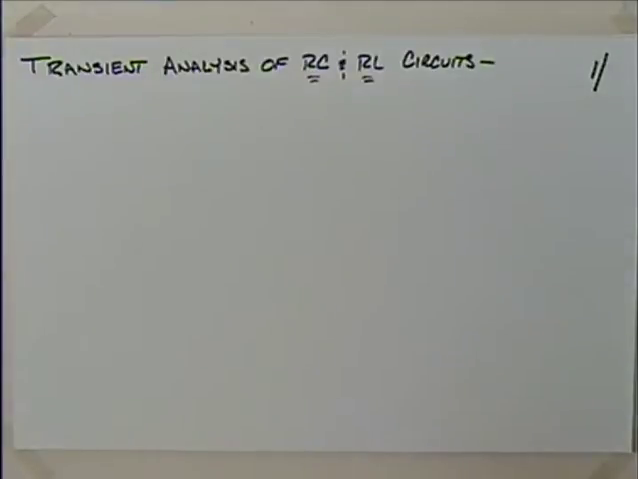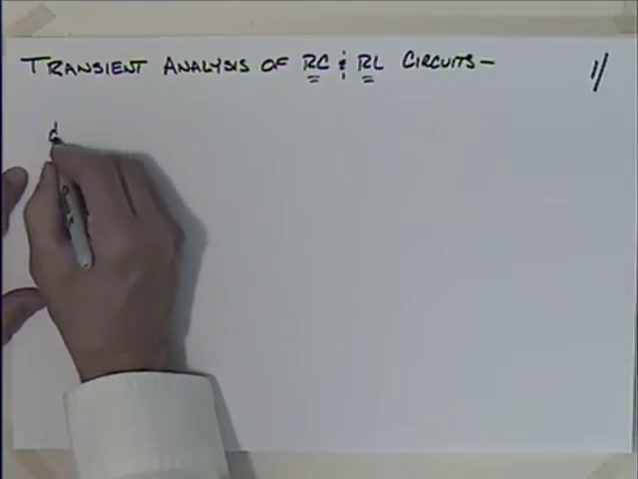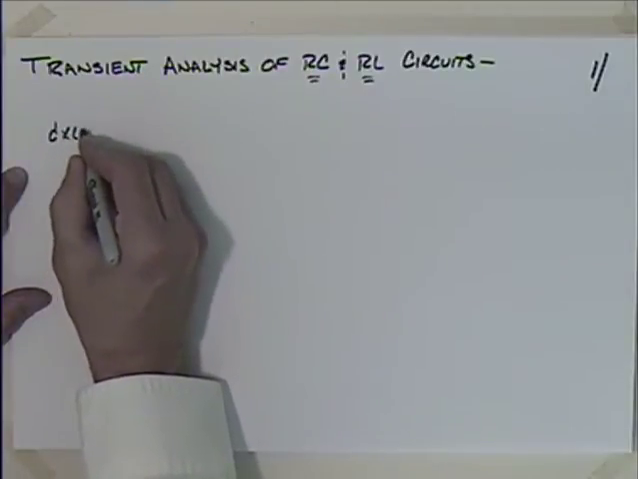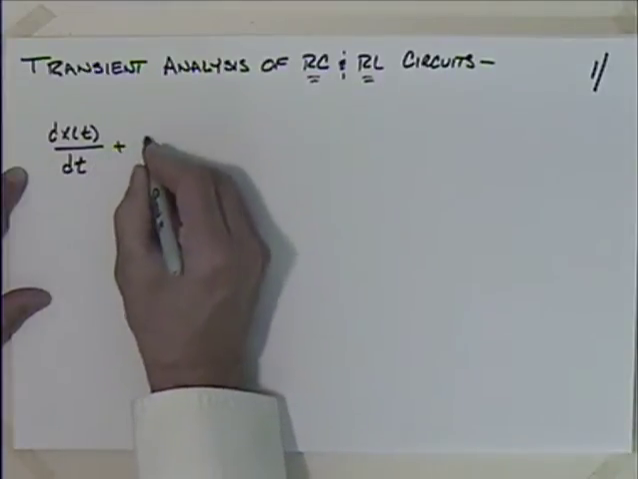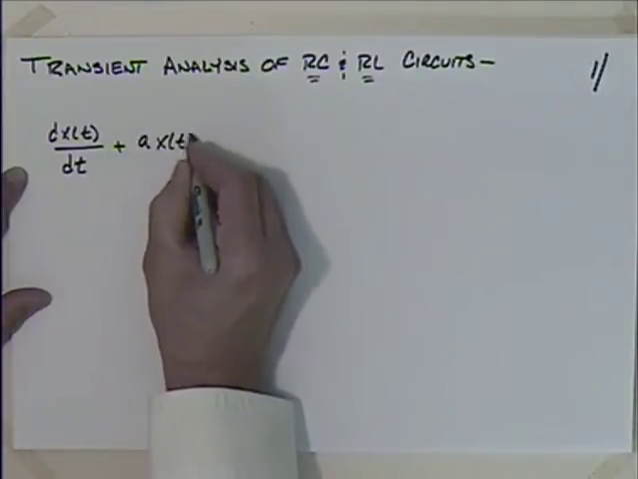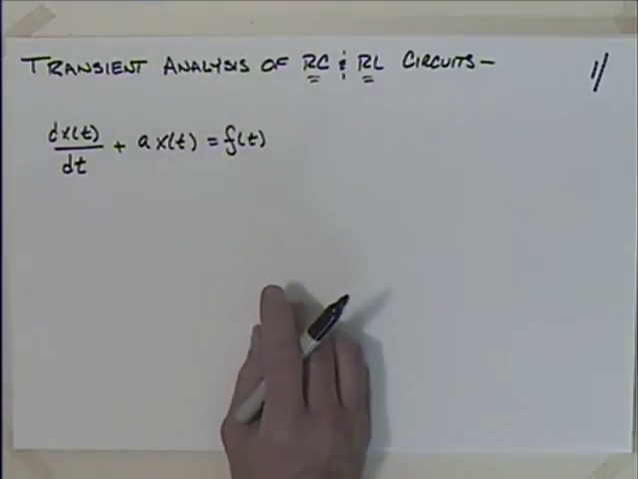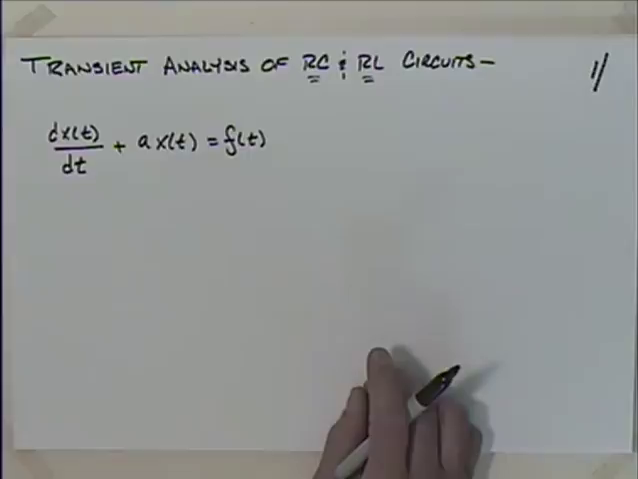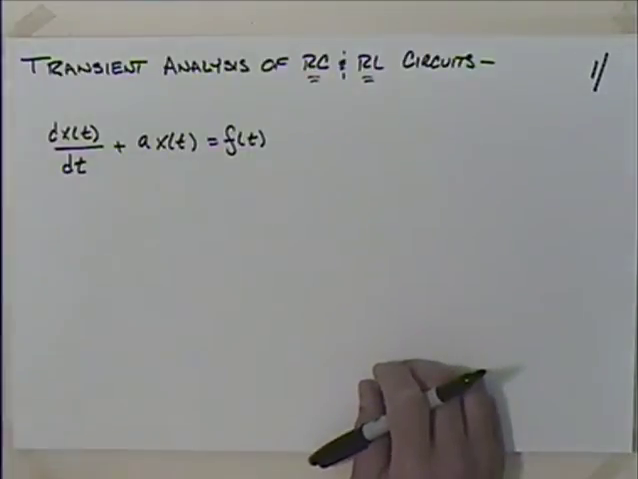So anyway, with transient analysis, I want to start with the differential equation here, that dx of t dt plus a x of t is equal to some function of time f of t. And I realize full well that most students are not in differential equations. If you have taken differential equations, you can probably appreciate that equation.